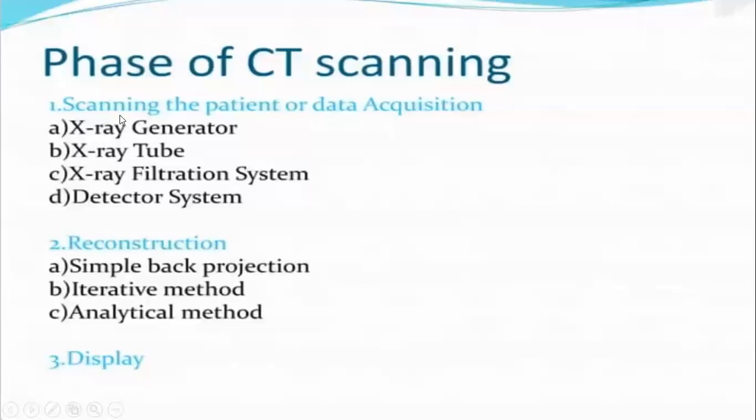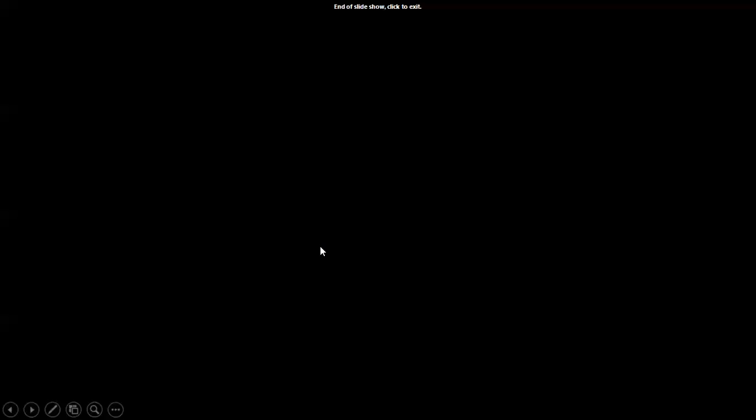Phases of CT scanning. Scanning the patient, or data acquisition: X-ray generator, X-ray tube, X-ray filtration system, detector system. Reconstruction: simple back projection, iterative method, analytical method.